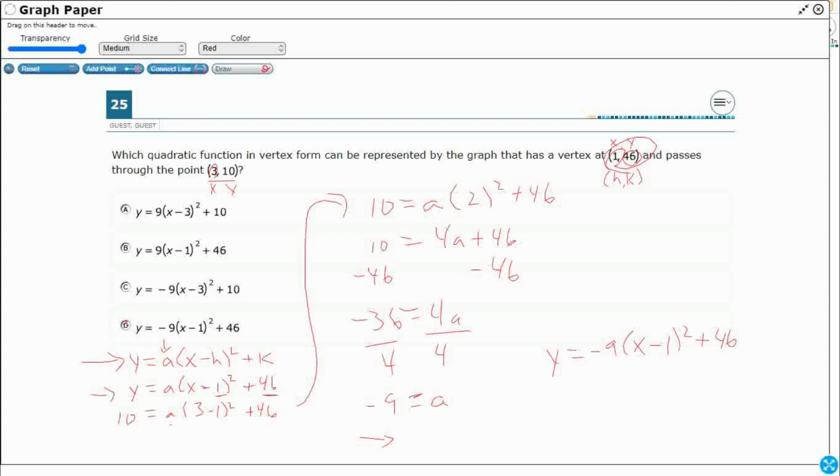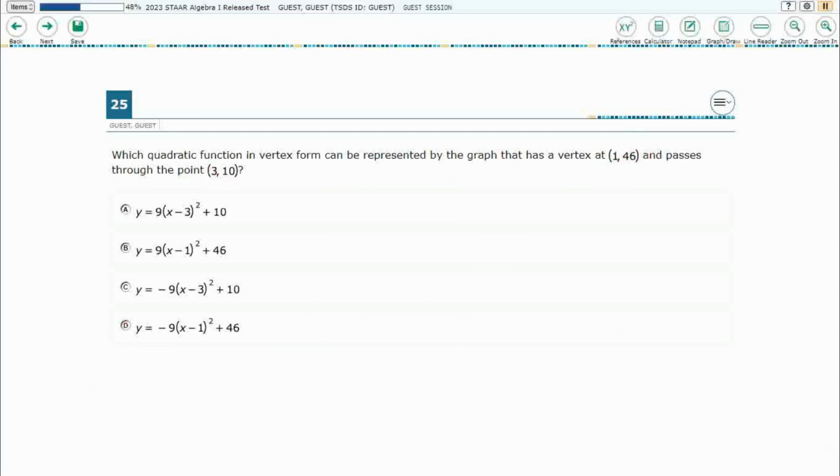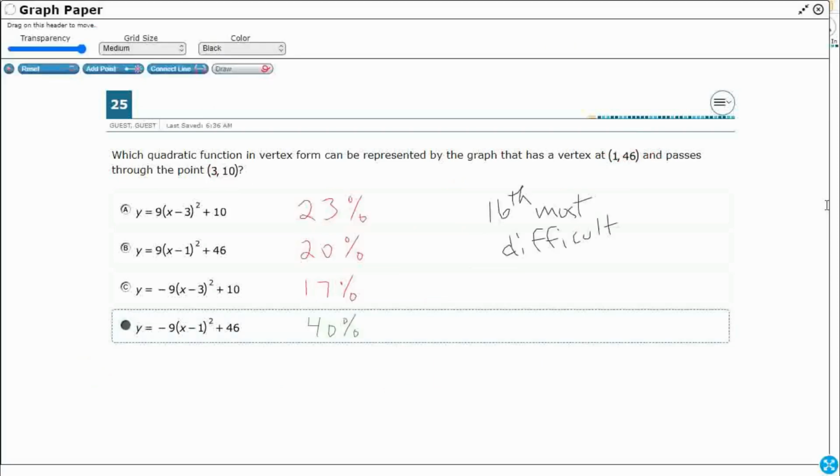Let's see how we did across the state of Texas. This was tied for the 16th most difficult problem. Only 2 out of 5 students could get this correct, 40%. You see a pretty even distribution here, so there wasn't one incorrect answer that really stood out.